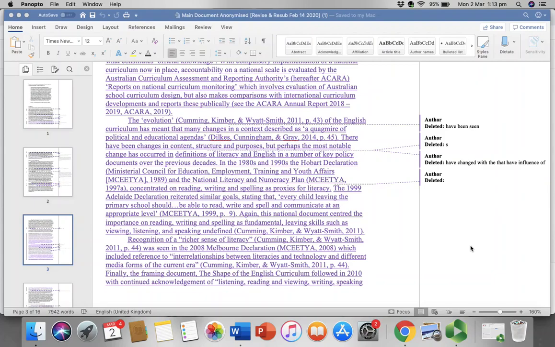The only other type of signal words you might see in paragraphing like this, it's not in this one, but you might see it or use it, are words like first, next, last, afterwards or after. So these are signal words you give to the reader to show that something is happening in a sequence of events.